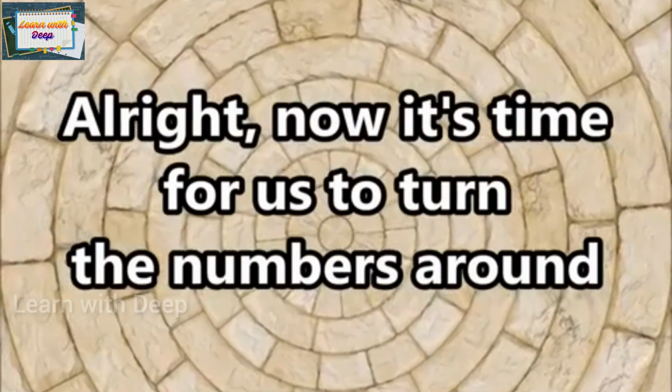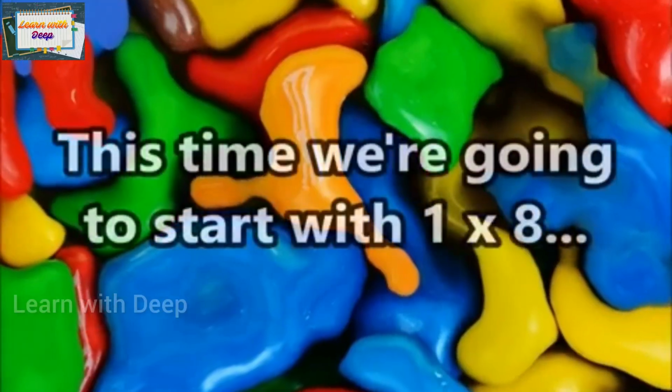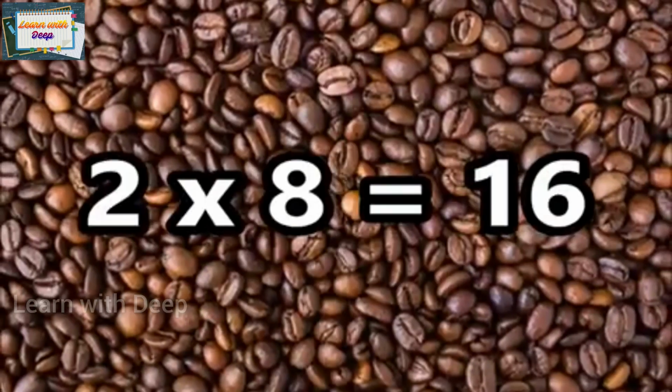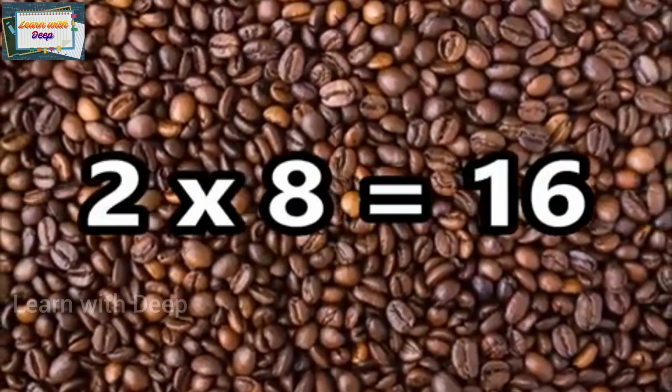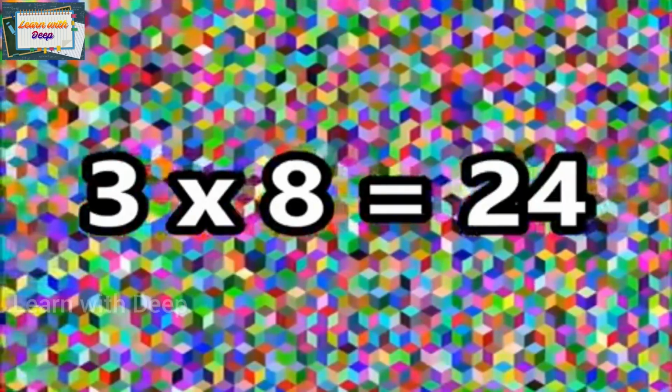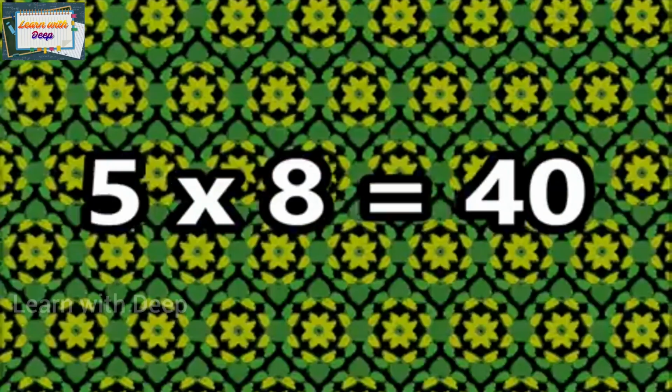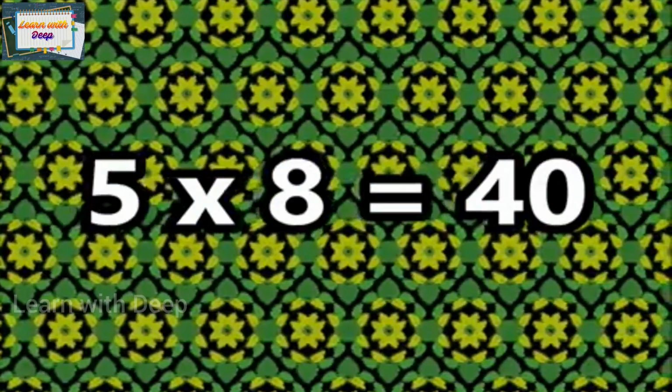Alright, now it's time for us to turn the numbers around. This time we're going to start with 1 times 8 and go up to 12 times 8. Are you ready? Here we go. 1 times 8 is 8. 2 times 8 is 16. 3 times 8 is 24. 4 times 8 is 32.